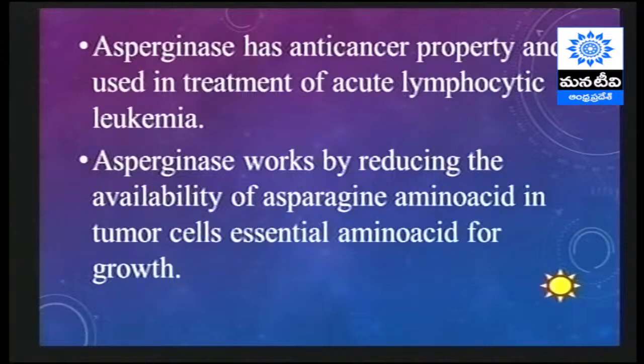Now, if we want to know the mechanism or mode of action of asparaginase enzyme, it acts by reducing the availability of asparagine amino acid. Asparagine is a basic amino acid required for the growth of cells. When this amino acid is depleted, the tumor cells don't grow. So asparaginase enzyme can be used in the treatment of tumors by reducing the asparagine amino acid.